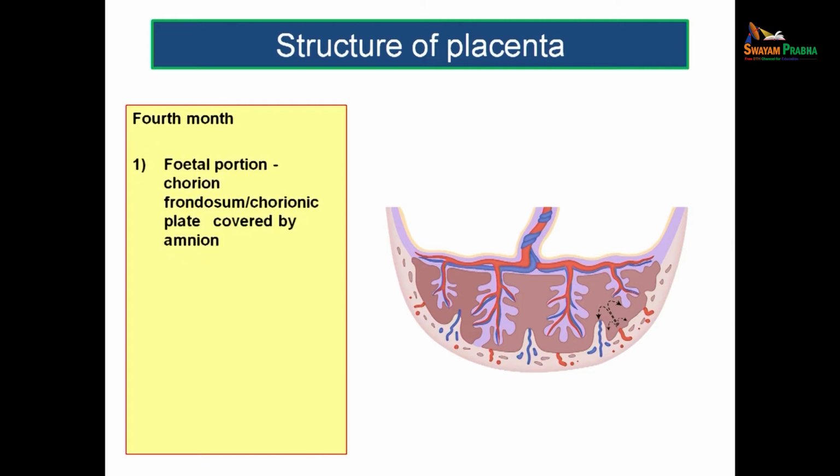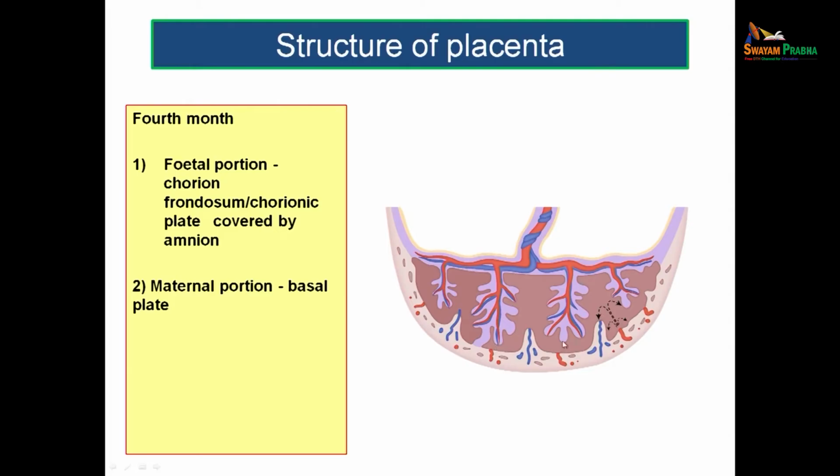During the 4th month of the intrauterine period, this is how it will look. This is the fetal portion. The easiest way to identify the fetal portion of the placenta is to look at the umbilical cord. The surface to which the umbilical cord is attached is known as the fetal portion of the placenta, and this will be covered by the amnion. The fetal portion is otherwise known as chorion frondosum.